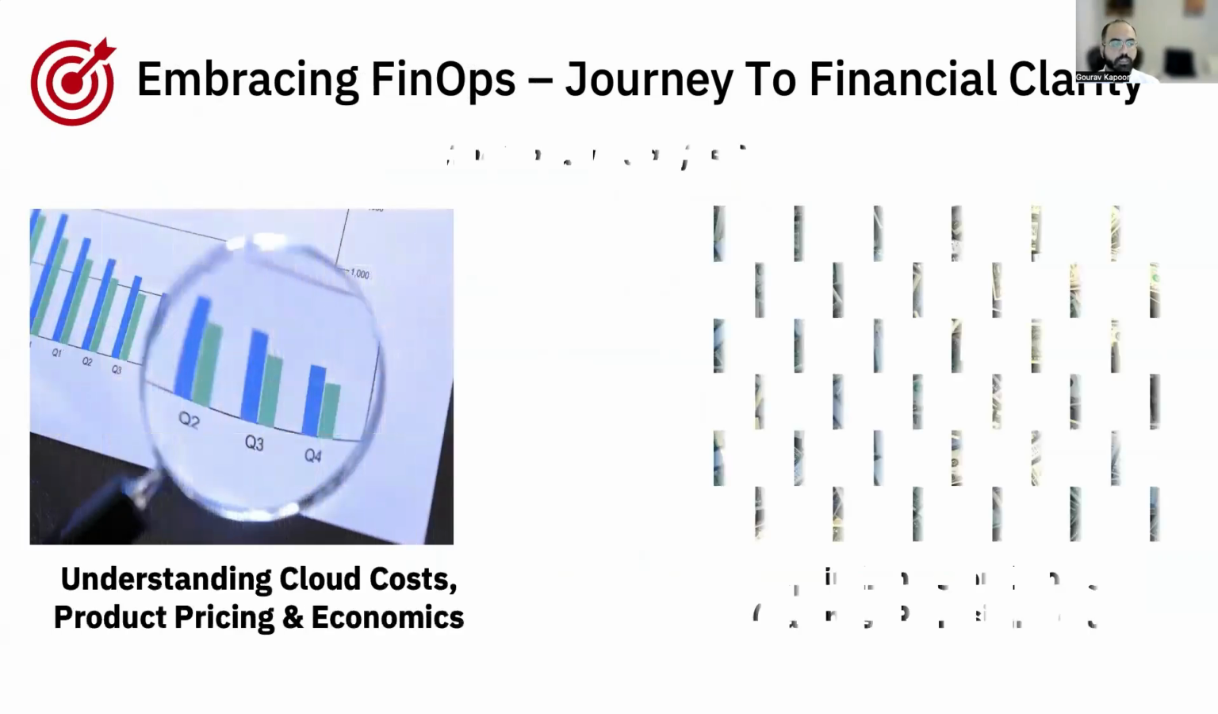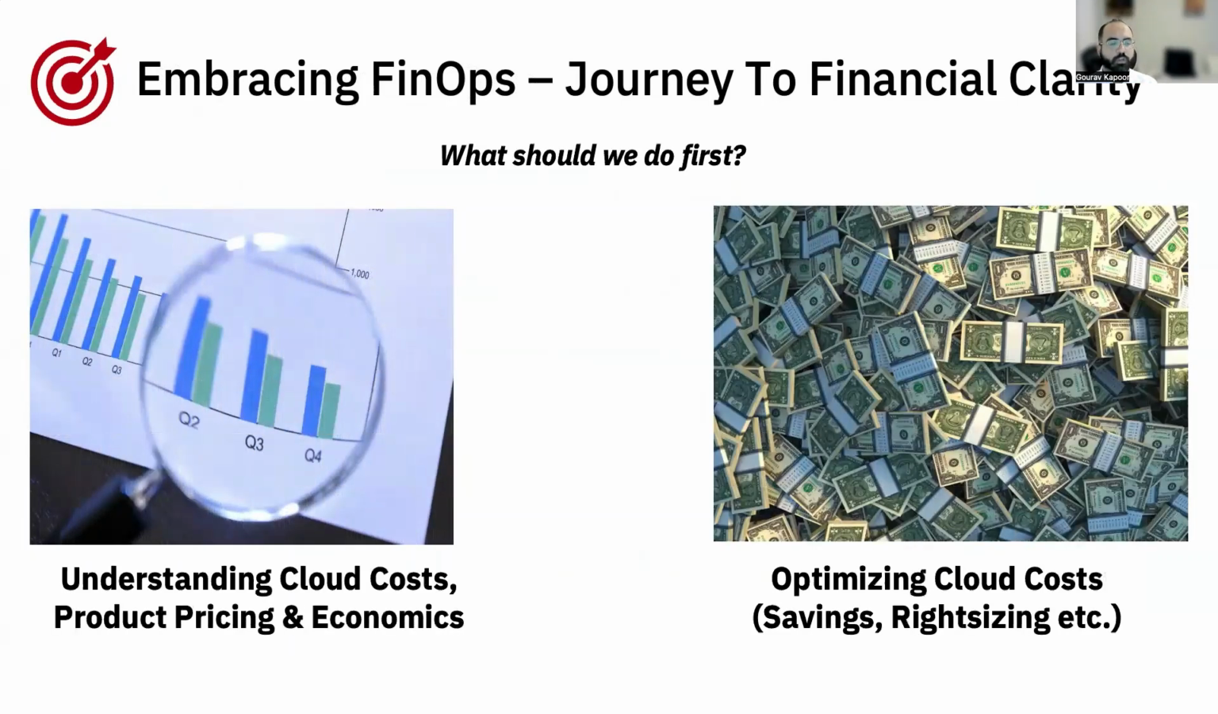Now, since we now understand what unit economics is and why it's needed, what we're going to look at now is what we should be doing first, right? And this is a very common thing we have found across many different organizations and people who have raised it in many different forums and conferences: should we be optimizing first, or should we be understanding the cloud cost or product pricing or economics of their particular product or service first, right?